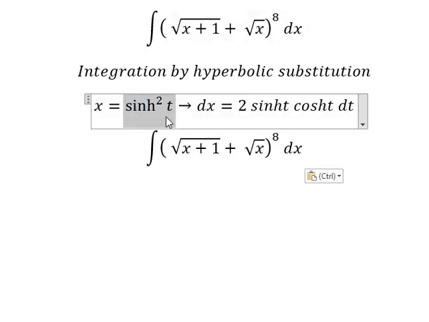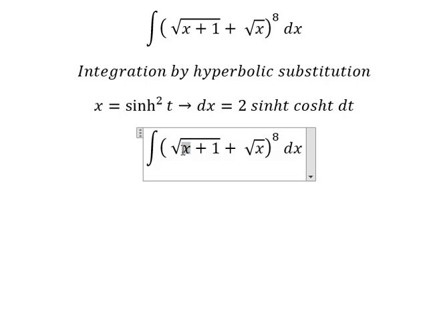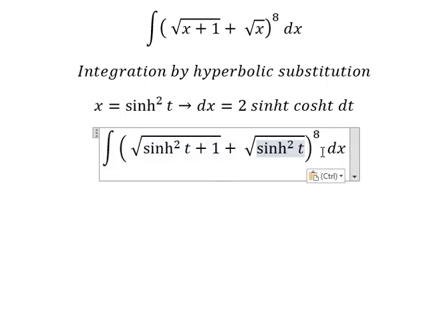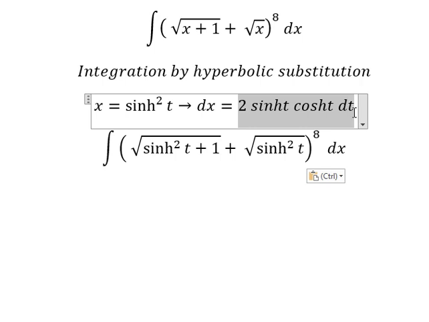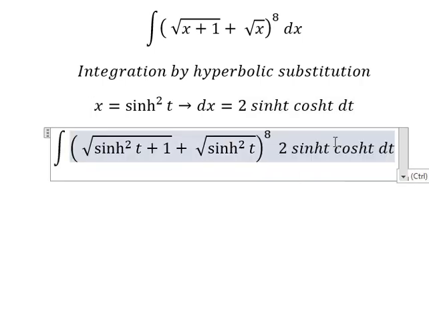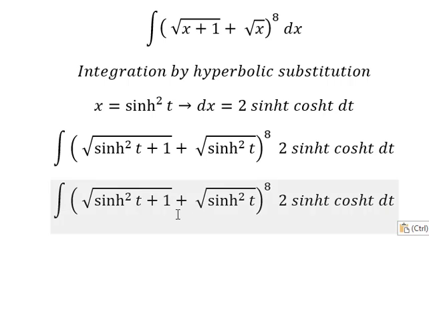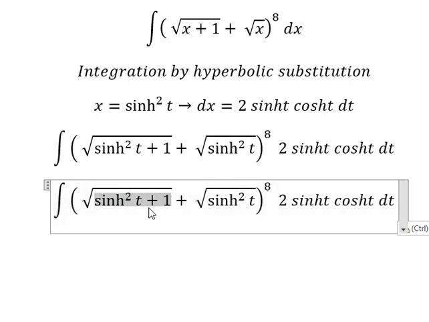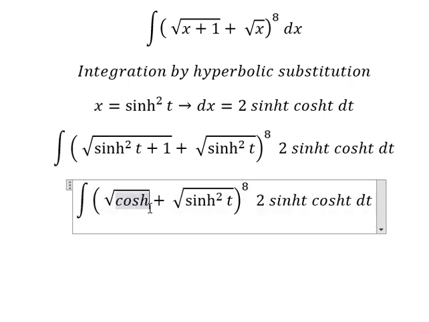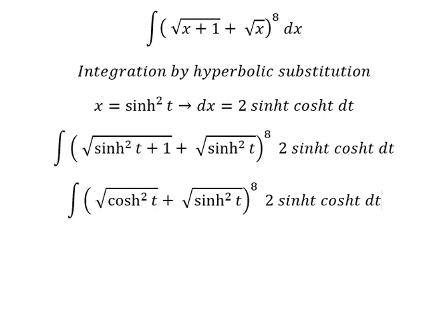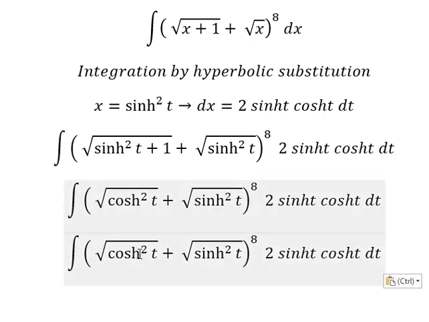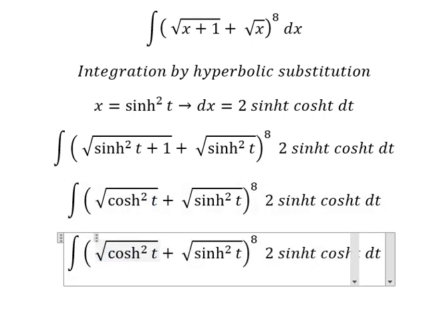So I will put this one here and here. The x we change for this one. So this one is about cosh squared t. So we simplified.